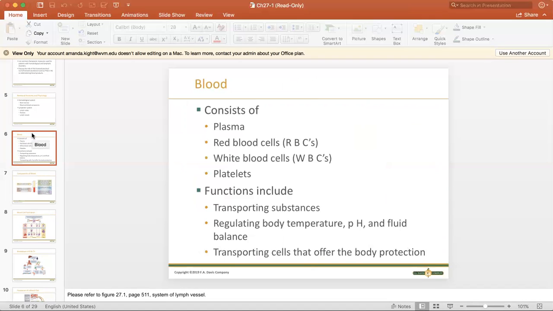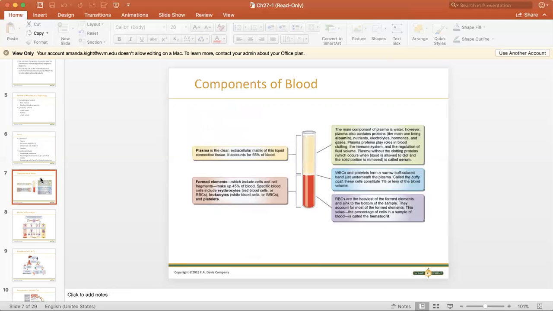Functions include transporting substances, regulating body temperature, pH, and fluid balance, and transporting cells that offer the body protection. We've talked about all of that before. This is actually the picture that I was talking about, components of blood. I don't know what page it is on now because my dog is laying on my book. I think this is a fabulous picture. And if you see, a lot of that is plasma.